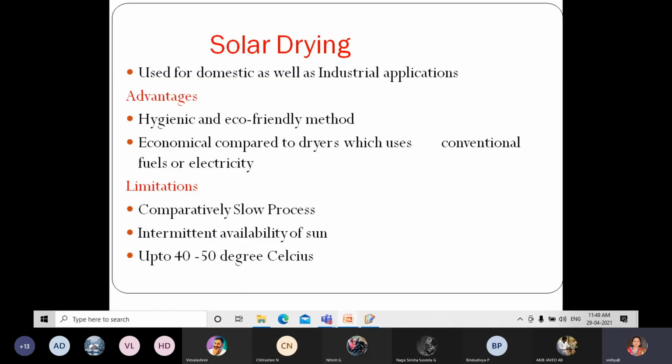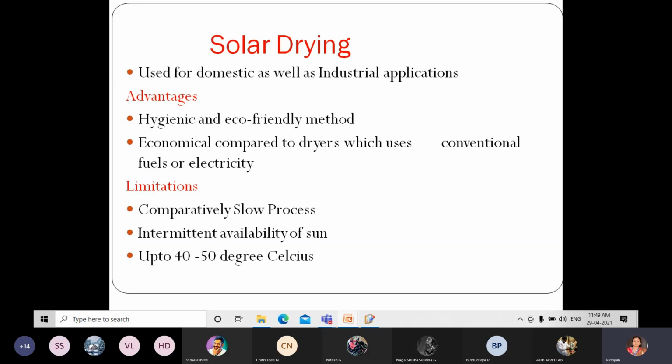What about the advantages here? It is hygienic and eco-friendly, and economical compared to dryers which use conventional fuel or electricity. Here we use solar, so the fuel cost is also less. As for limitations, it is a comparatively slow process when you compare it with normal dryers.